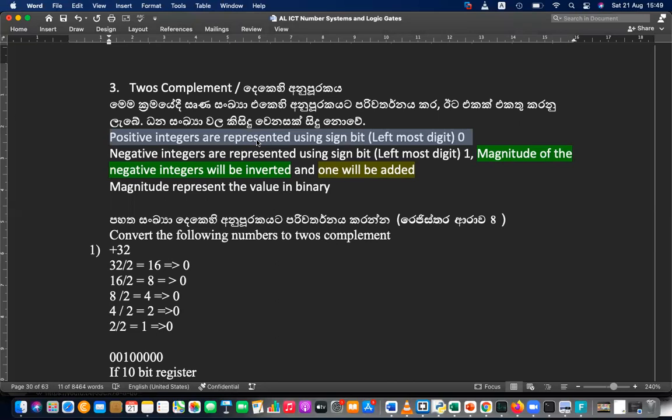Then in 2's complement, the sign is again the same, sign is 1, and the magnitude is inverted, but after inverting it you will add 1 to the number. So for the negative number, it will add 1. That is the difference, right? Okay, I think you understood the concept.